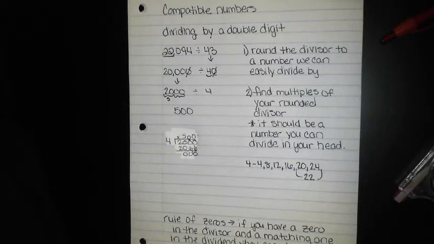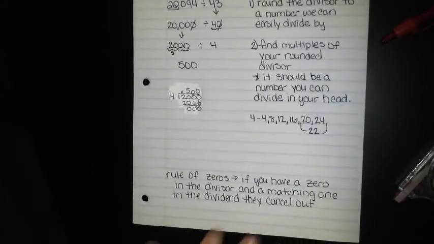So that is your rules on compatible numbers. Don't forget that if you've got a matching 0 in the divisor and the dividend, they do cancel out, but they have to have the exact same number of zeros.